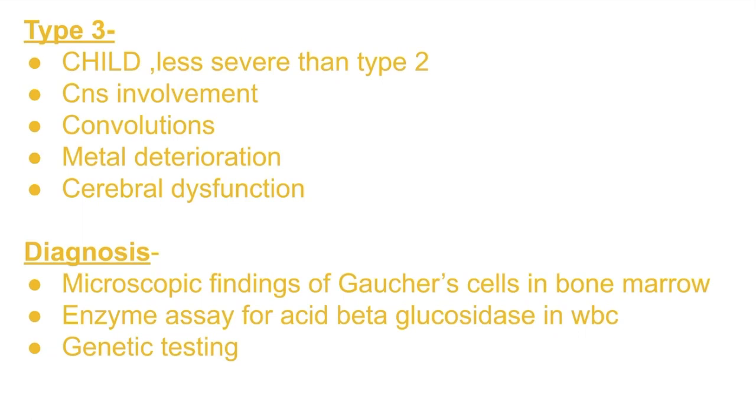Diagnosis is by microscopic findings of Gaucher cells in the bone marrow. So when you take a sample of the bone marrow, you can find Gaucher cells in the patient with Gaucher's disease. Also check for acid beta glucosidase in the WBC, and genetic testing is preferred nowadays.